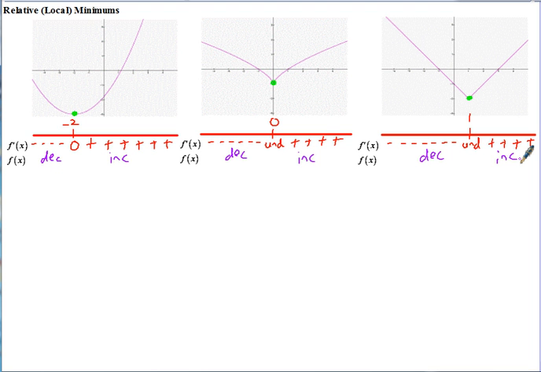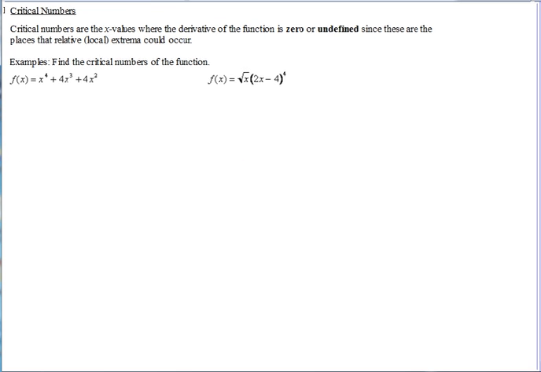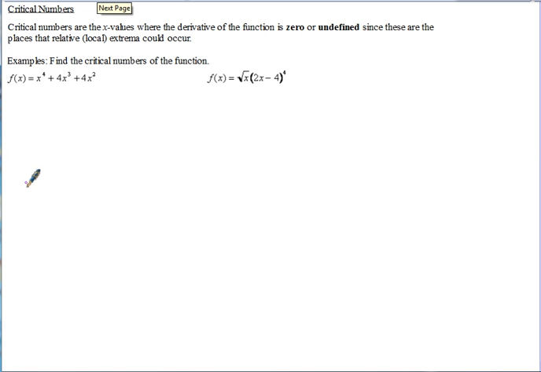So let's see what we can figure out about how to find these relative and local minimums and maximums, relative and local extrema. Well, let's first look at critical numbers. Look at where all those occurred.